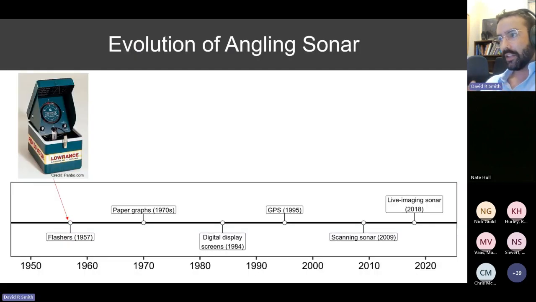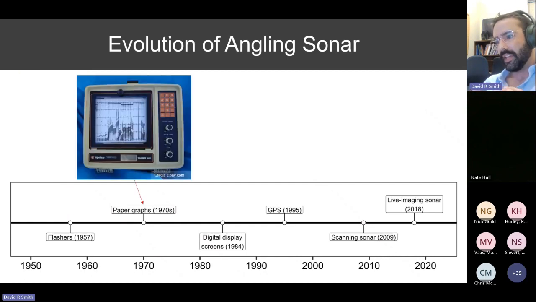Understanding how angling sonar has evolved over time can give us a glimpse at just how far the technology has come recently, going all the way back to the beginning of angling sonar in 1957 with devices known as flashers. These were a dial of flashing lights that anglers could look at and tell what was underneath their boat. In the early 70s, the next innovation came along with paper graphs, which were devices that needed to be continuously fed with carbon paper, and a stylus drew bottom contours on these graphs.